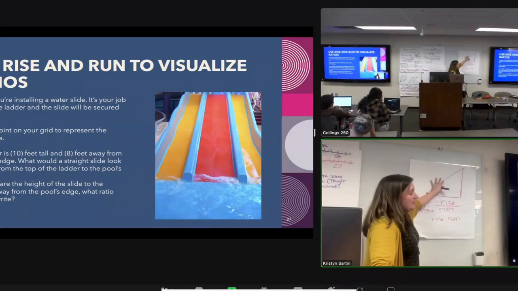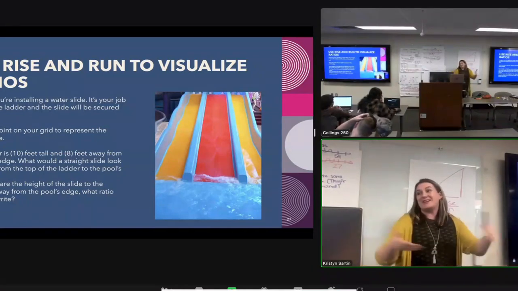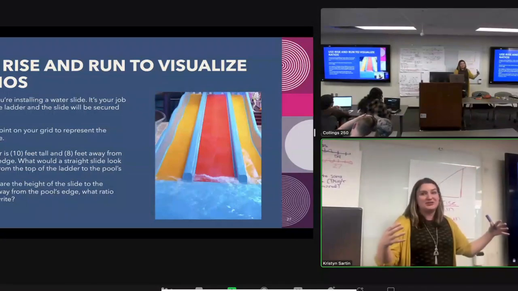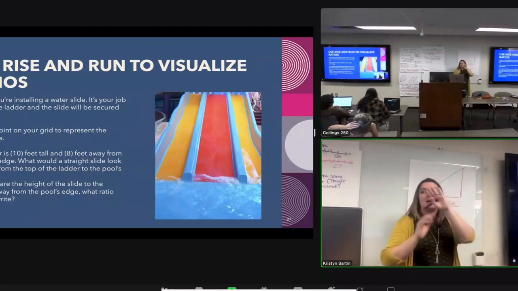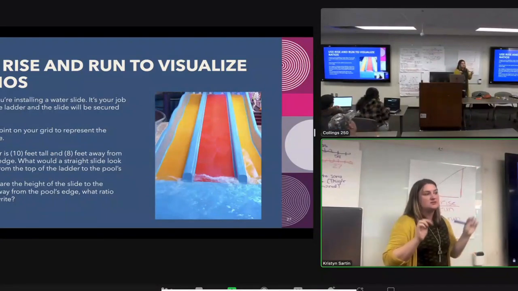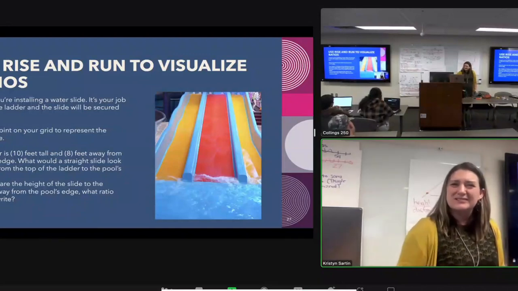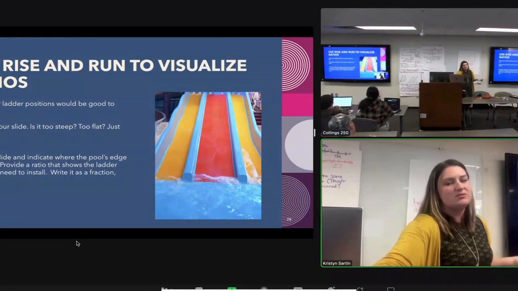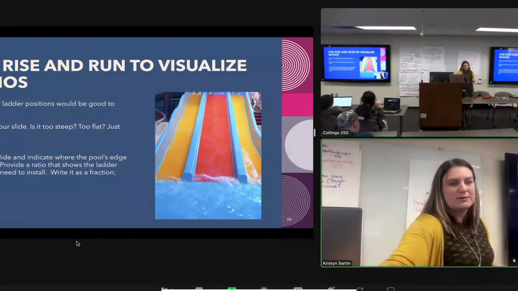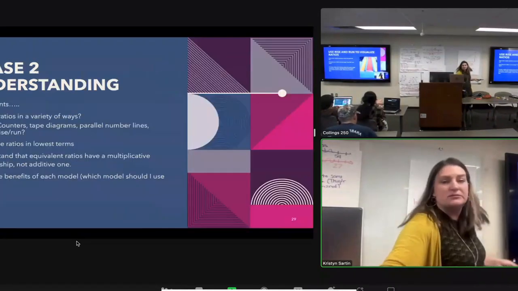We're either creating it or we're naming it, right? So I might give them directions for a ladder and then they build it on their grid, or I might build a ladder and they might give me the directions for where to put the ladder and how tall it is. Does that make sense, guys? Okay. What other ladder positions would be good to try? Describe your slide. Is it too steep, too flat, just right, and so on? Write it as a ratio, write it as a fraction.